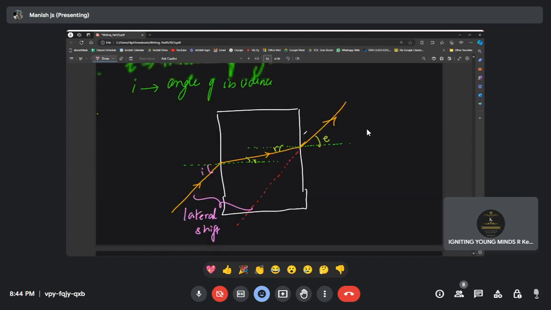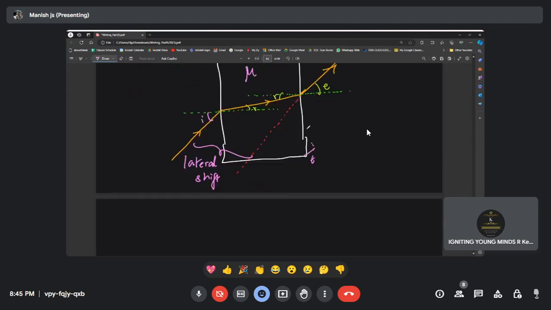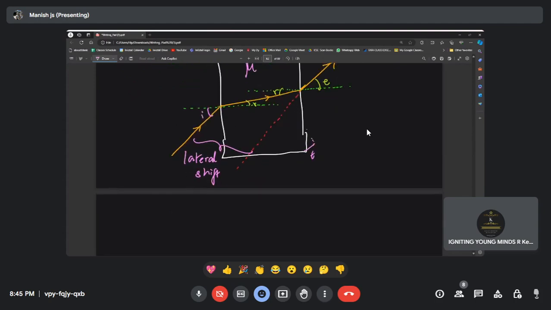Okay, so this is your lateral shift. This is how you identify the lateral shift in the first place. Suppose you have the thickness of the slab as T and the refractive index of the slab is mu. The slab would obviously have some thickness, so the thickness is T. In that case, you represent the lateral shift, let me assign a variable for this, let me call it D.